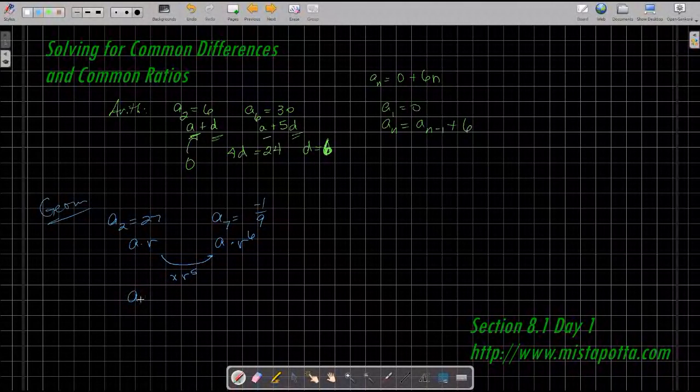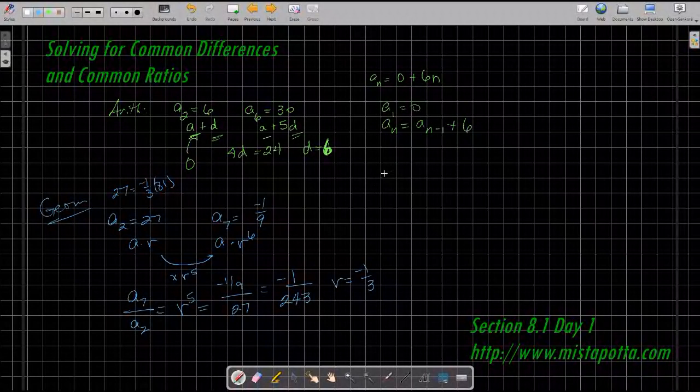So in other words, a sub 7 divided by a sub 2 is going to be r to the 5th power, but this is also negative 1/9 divided by 27, or negative 1 over 243. And so I can determine my common ratio by taking the 5th root of both sides, which gives me r equals negative 1/3. And if r is equal to negative 1/3, that means that this 27 had to be negative 1/3 times something, and that something is 81.